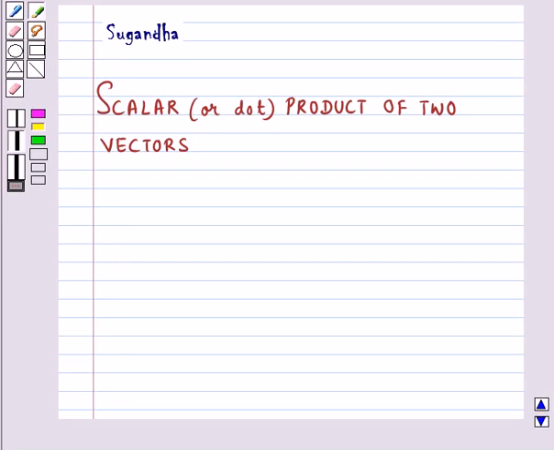And welcome to the session. In this session, we will discuss the scalar or dot product of two vectors.